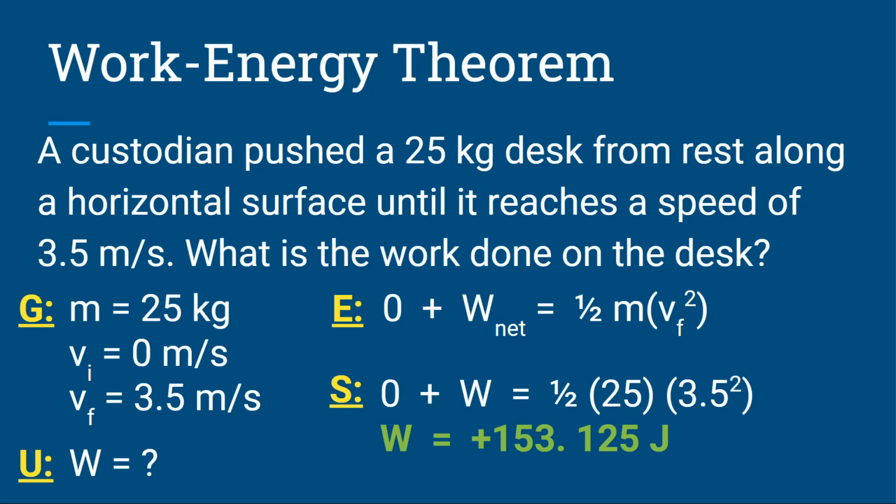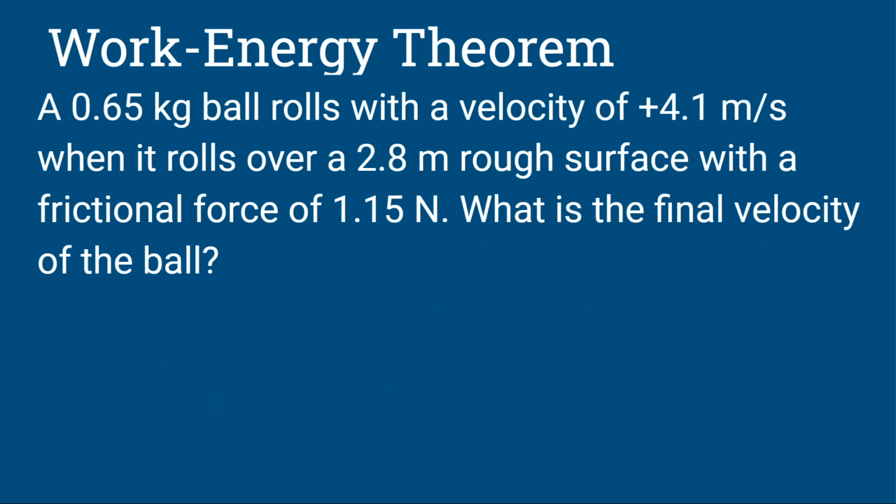Questions about this example? All right, let's look at another one. A 0.65 kilogram ball rolls with a velocity of positive 4.1 meters per second when it rolls over a 2.8 meter rough surface with a frictional force of 1.15 newtons. What is the final velocity of the ball?